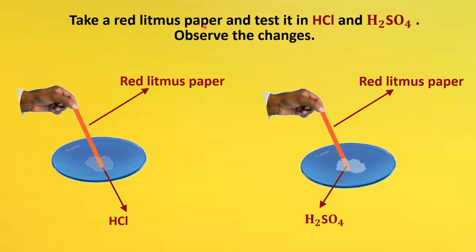So red litmus paper does not undergo any change with dilute HCl and dilute H2SO4. That means it remains as it is. As we are taking a red litmus paper, the red litmus paper is as it is. You are not finding any change in it.